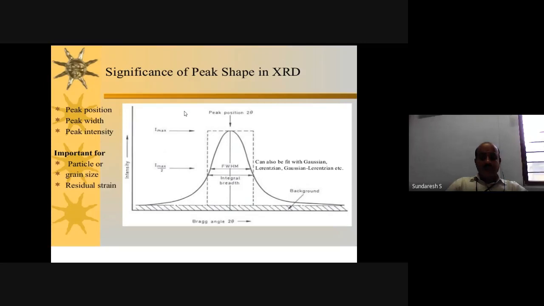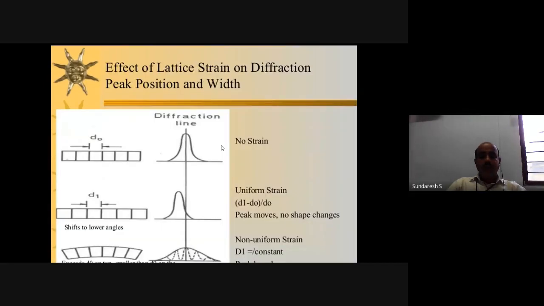So whenever you look at the XRD result or the images of XRD, you're going to get different peaks. This is a graph of intensity versus two theta angle. This is what we are going to get. So the effect of lattice strain on diffraction peak position and width is shown here.